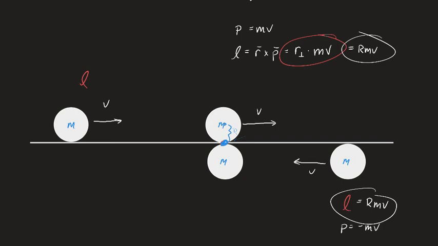We all okay so far? I know it's a lot. I'm about to turn it up a bit. But that means the angular momentum of disk 1 plus the angular momentum of disk 2 will be 2 times RMV.